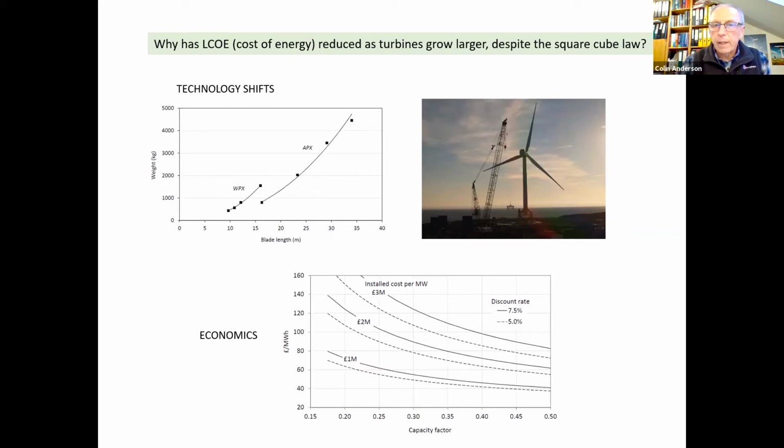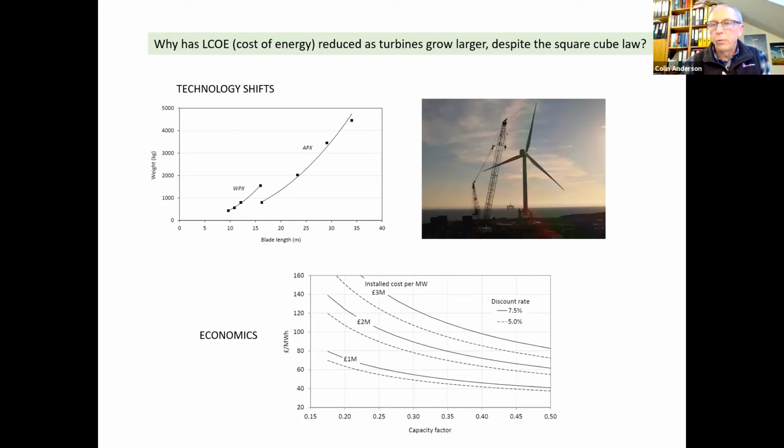And on the right is a very large wind turbine with a 170 meter diameter, 7 megawatt turbine, which shows just how far we have come in scaling up blades. And this one includes carbon fiber in the blades, which again takes you to another curve off to the right here. So that's technology shift.